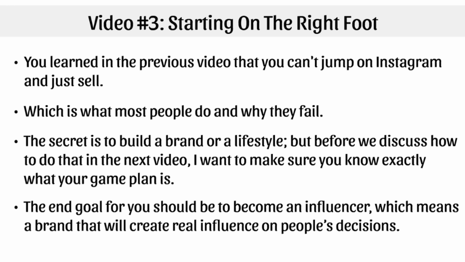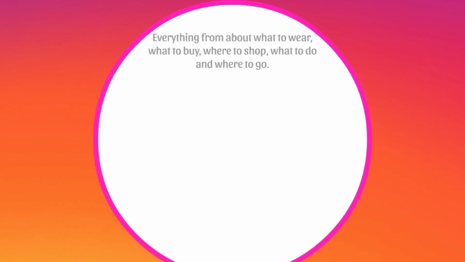So the end goal for you should be to become an influencer, which means a brand that will have real influence on people's decisions. So you can influence people by the pictures that you post, basically. And people are waiting for that kind of stuff. They want ideas, they want inspiration, they want quotes. So you'll notice a lot of quotes are on Instagram. You'll notice some quotes on Facebook as well, but you'll notice a good amount on Instagram, and a lot of those type of images.